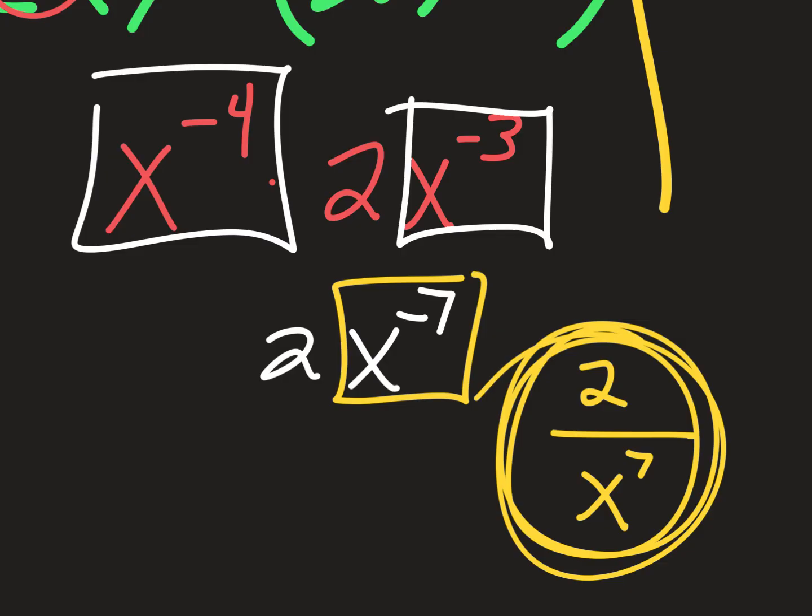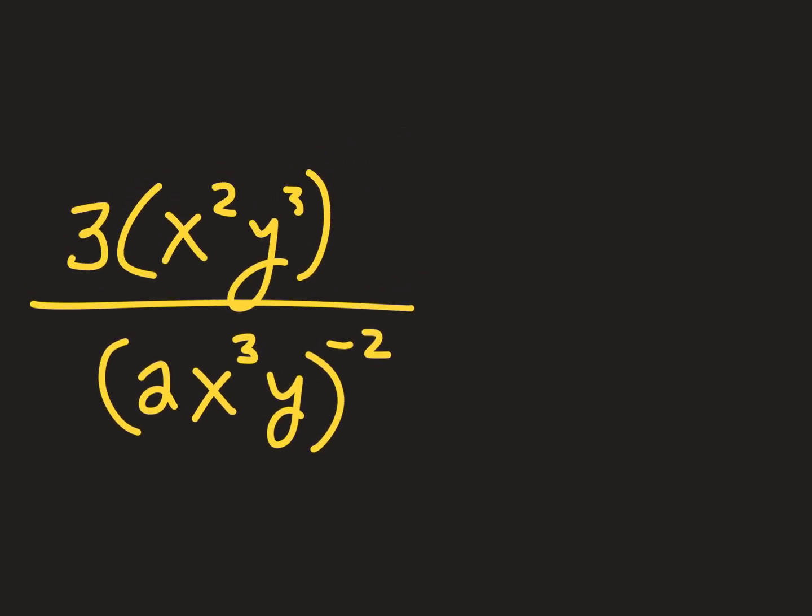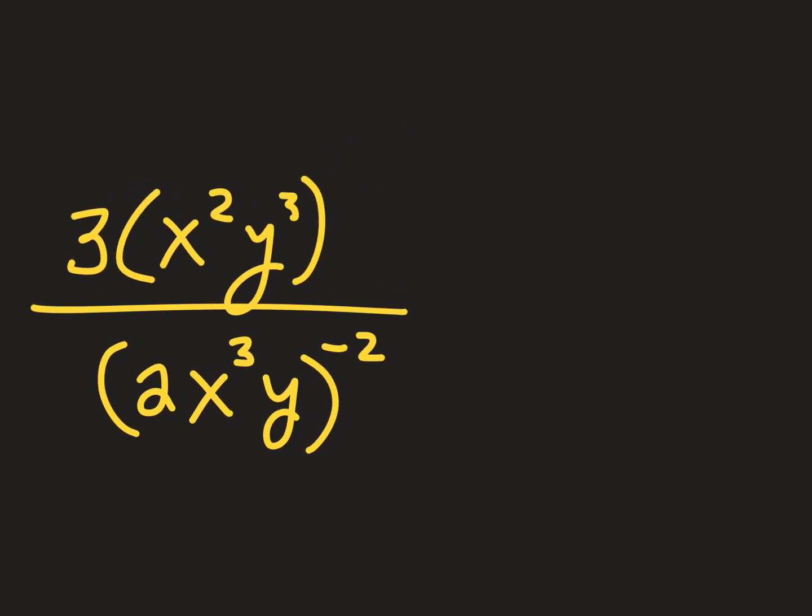All right, I'm going to do another one like that. You ready? Write this down, please. 3 times x squared y to the 3rd all over, in the parenthesis, 2x to the 3rd y, all of that to the negative 2. That is something that you're supposed to be able to simplify down. I would do one little step at a time. Don't try to do it all. Even I would have trouble doing that.